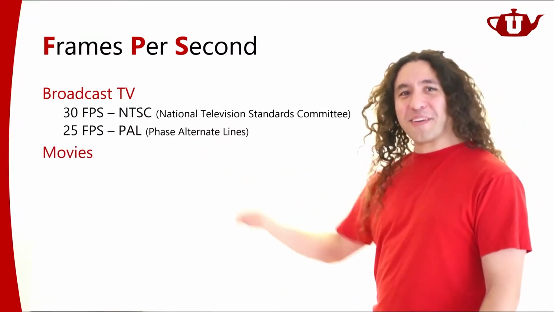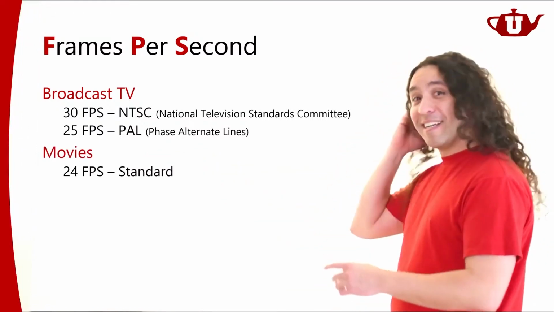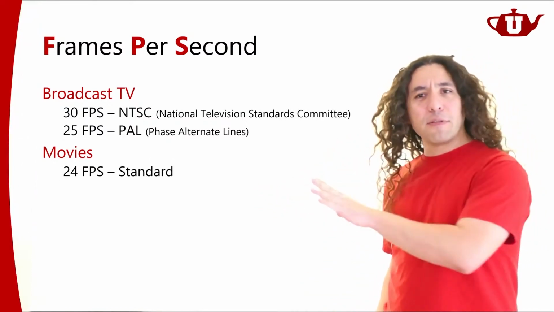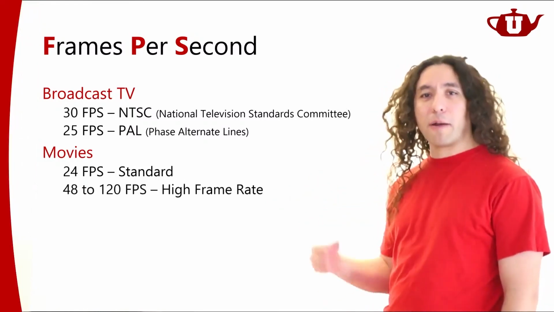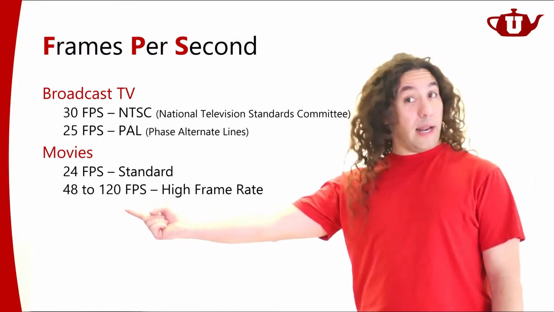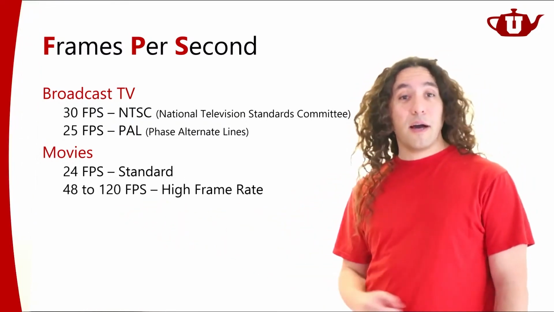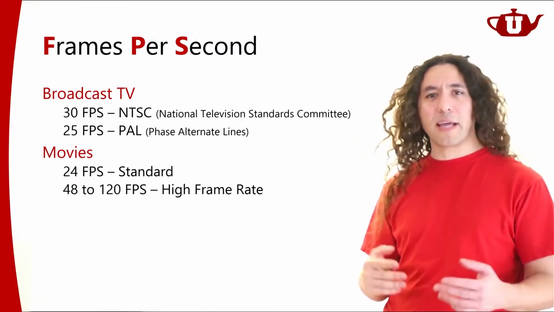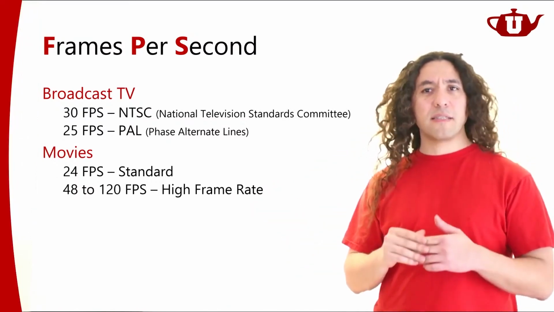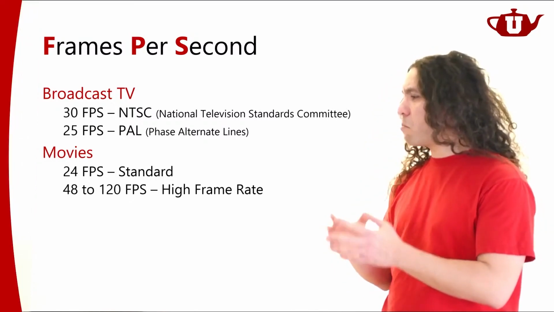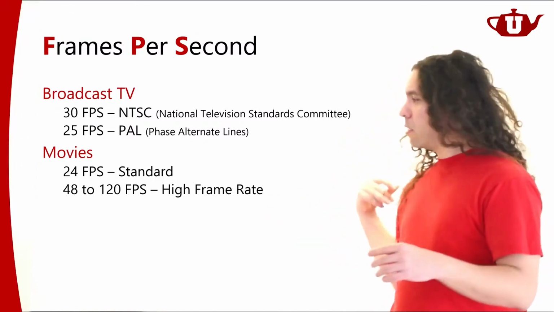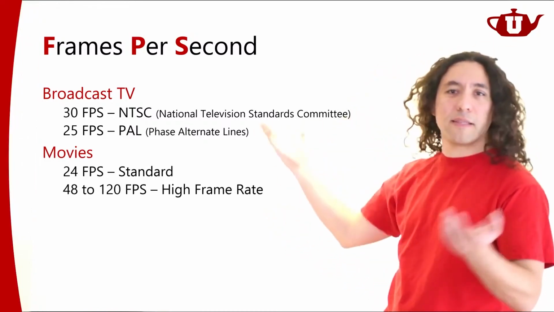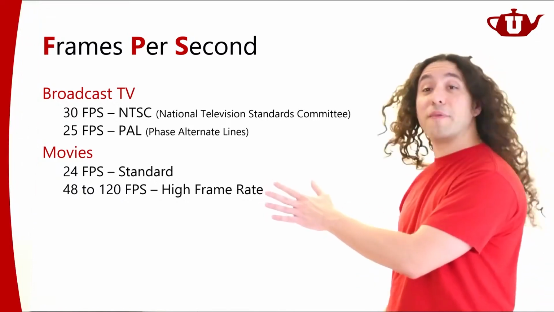But let's talk about movies. In movies, the standard is 24 frames per second. Usually there's a trend that some high frame rate movies exist, with 48 and even 120 frames per second. Some people like that high frame rate, and some people don't like it so much. They like the old 24 frames per second standard because it generates a bit more motion blur and softer animation. It's a matter of preference, but 24 frames per second is the standard that people use for movies.